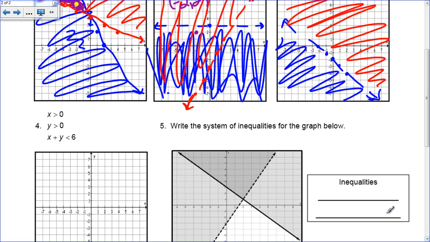So let's look at number 4. Number 4 has 3 lines happening, and it's okay. We can do 3 lines. We're still going to have an overlapping shaded region. The first 2 lines are easy to graph.